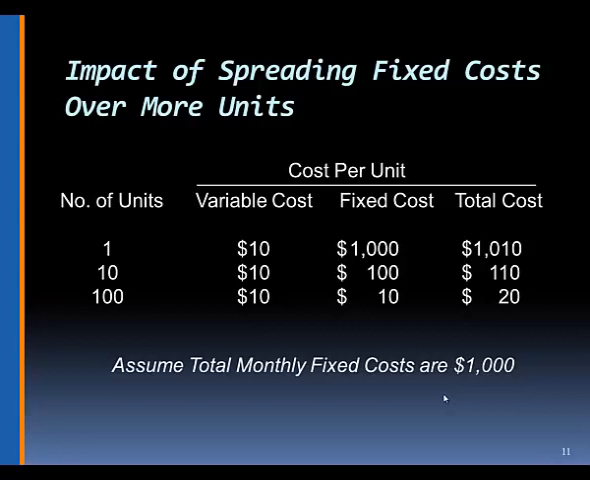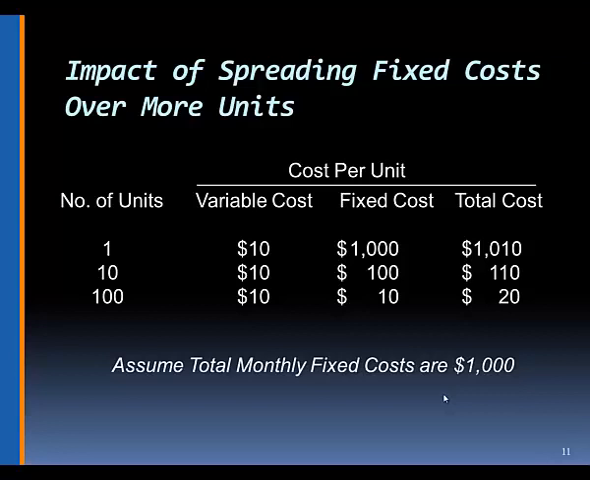If we make 10 units, the variable cost per unit is $10, and we must assign $100 of fixed cost to each unit. If we make 100 units, the variable cost is $10, and we must assign $10 of fixed cost to it. So the total cost is $20. Now, let me ask you a question. If we produced 1,000 units, what would be the total cost per unit?